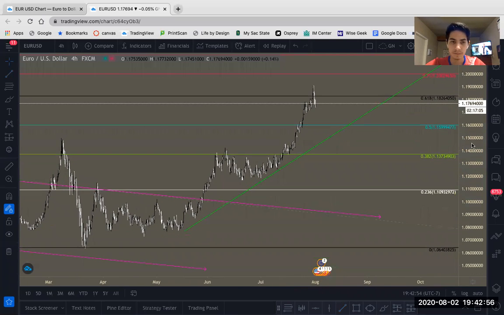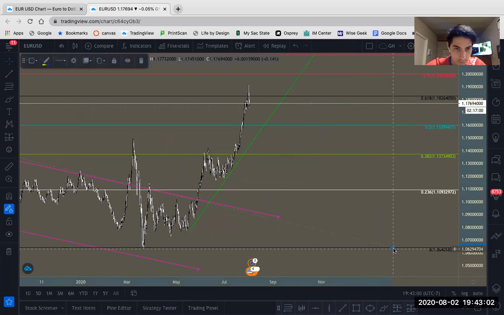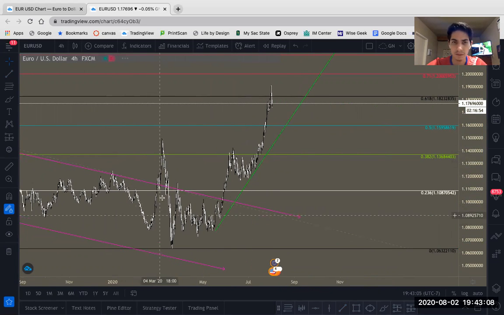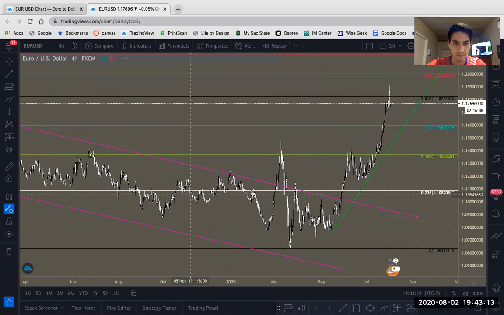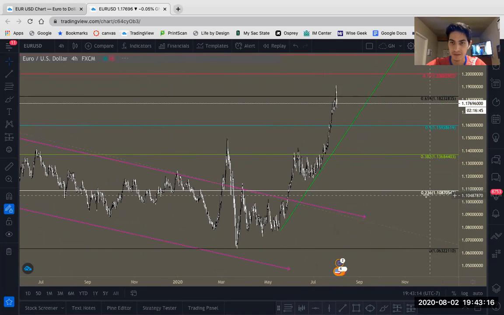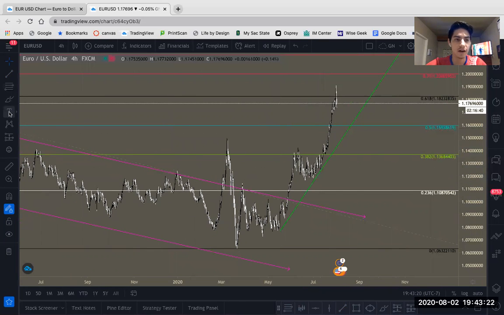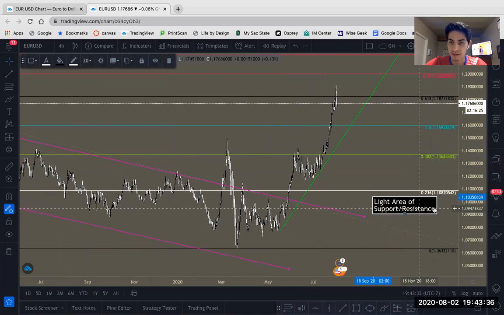Perfect. There we go. So you can definitely tell, like I said before, the market definitely reacted in these areas. It has had some good areas of resistance and support for where the 23.6 is, right? And that's usually what it is. It's a light area of support and resistance. So just do light area of support/resistance. Boom, right? That's what the 23.6 is.